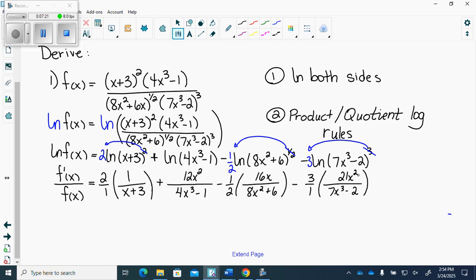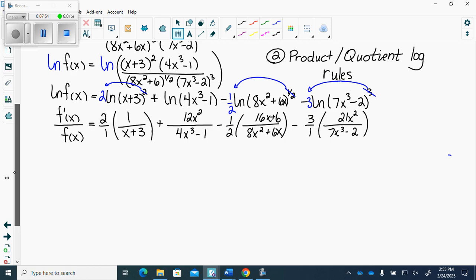What's that? No. All right. You lost your x. It's an x on a 6, which would be 16x divided by 8x squared plus 6. Oh. And there's one down here. Okay. So let's simplify that.